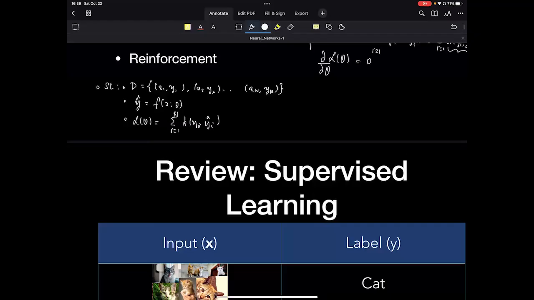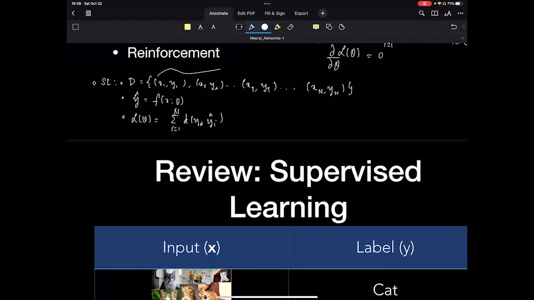If you wish to be precise, let me call these (x1, y1), and say (xn, yn). Up until this point, we'll use for training, and the remaining data points we'll use for validation or testing.